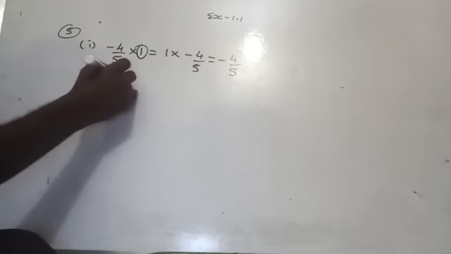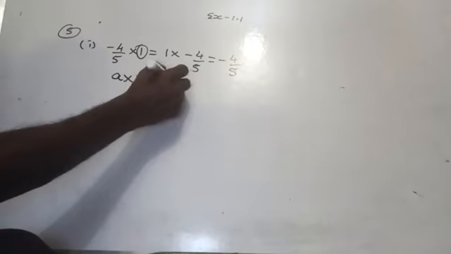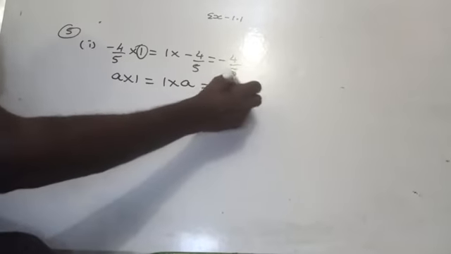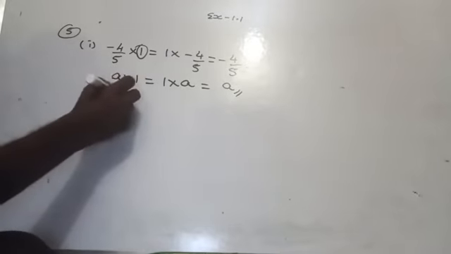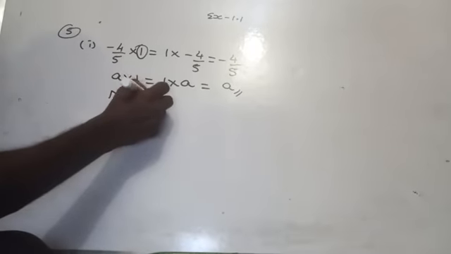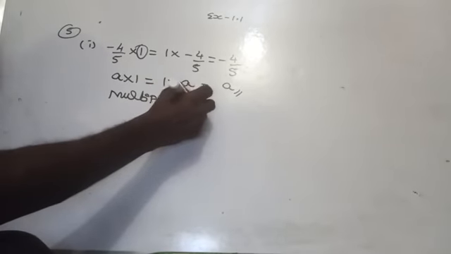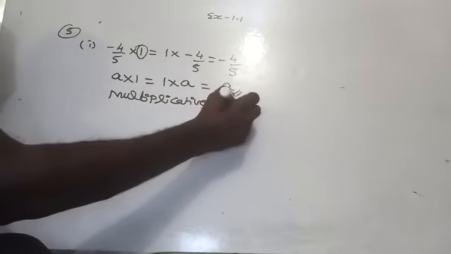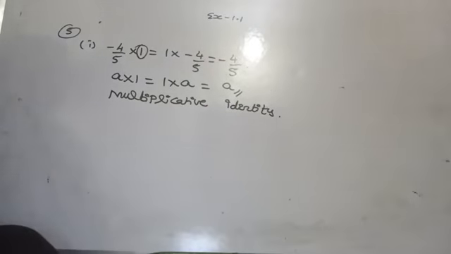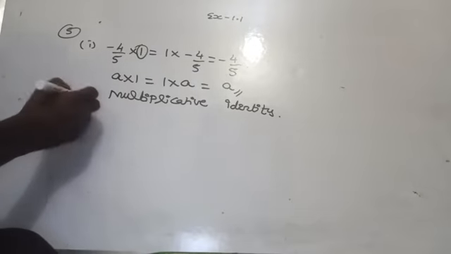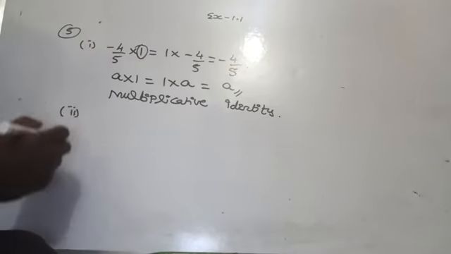If any number is multiplied by 1, or 1 is multiplied with any number, you will get the same number. Am I right? This property is called the multiplicative identity. Are you getting there? Yes.